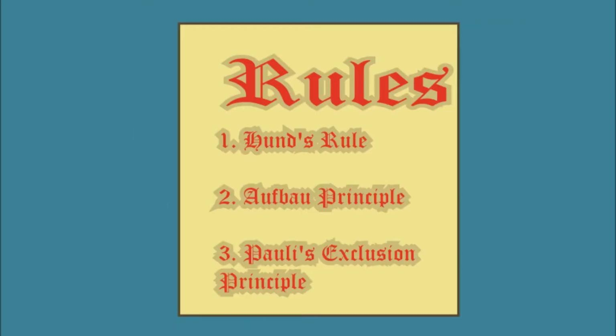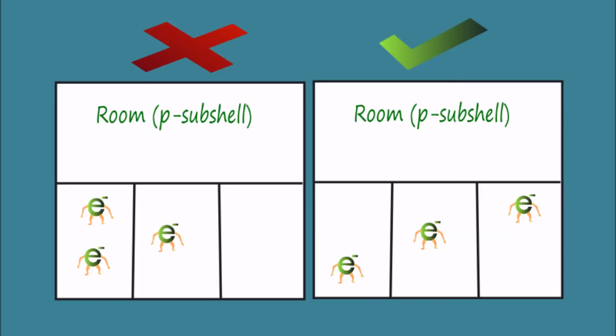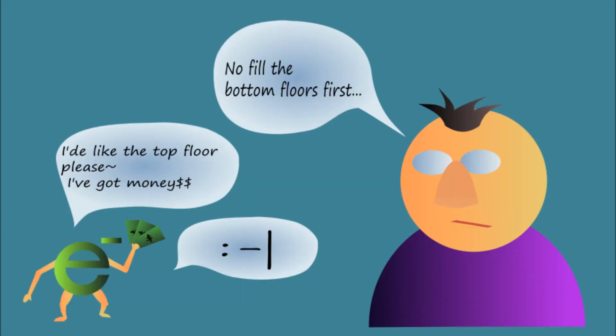Well, not yet. There are some rules at every hotel. First up is Hund's rule, stating that every orbital in a subshell must be singly occupied with one electron before any one orbital is doubly occupied. Then there's Aufbau's principle, stating that orbitals' energy levels are filled in order of decreasing stability, or in other words, the cheaper rooms on the lower floors have to be filled first.